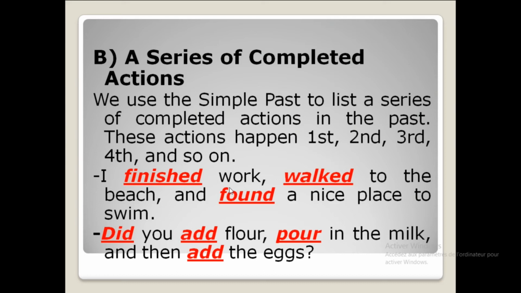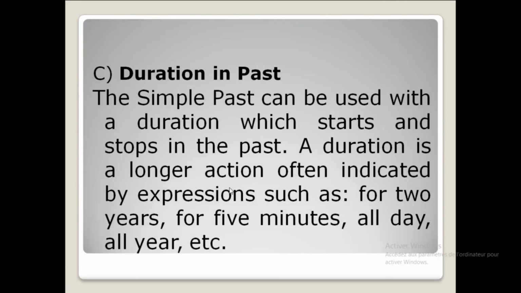B. A series of completed actions. We use the simple past to list a series of completed actions in the past. This action happened first, second, third, fourth, and so on. Example. I finished work, walked to the beach, and found a nice place to swim. Did you add flour, pour in the milk, and then add the eggs?